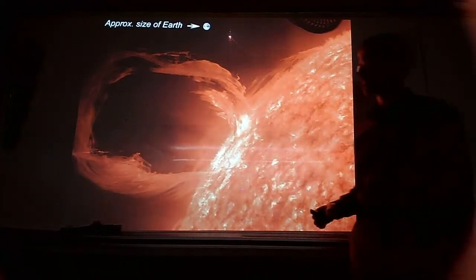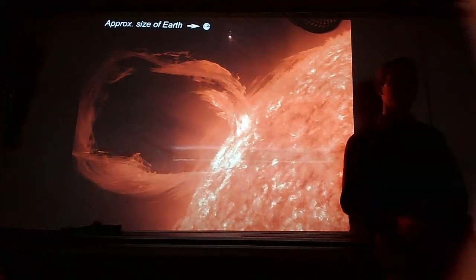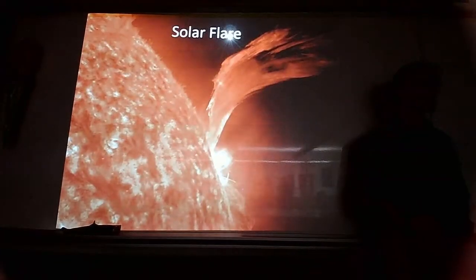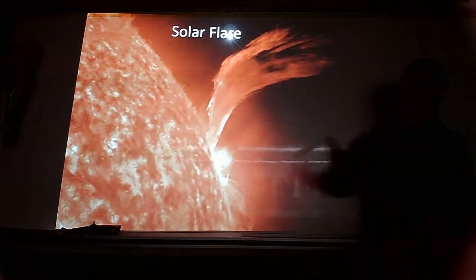Now, when the sun does get angry, and it does start to spew its material out into space, it does something called a solar flare. And that's what's coming next here. Write down solar flare.